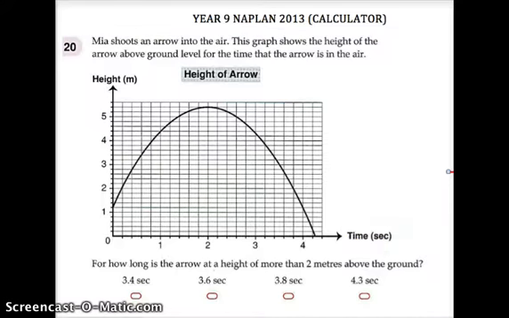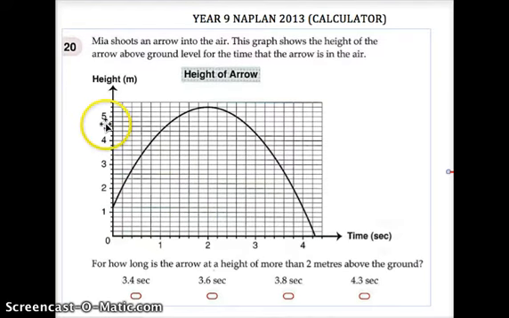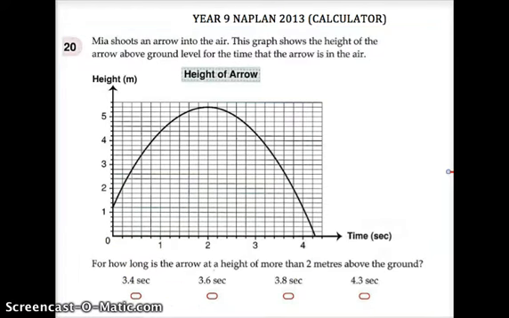Now for question 20 of the 2013 calculator paper. Mia shoots an arrow into the air. This graph shows the height of the arrow above the ground level for the time that the arrow is in the air. So for how long is the arrow at a height of more than 2 meters above the ground? You can pause the video and attempt the question.